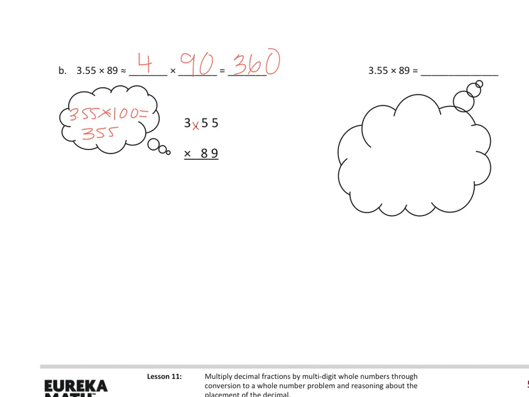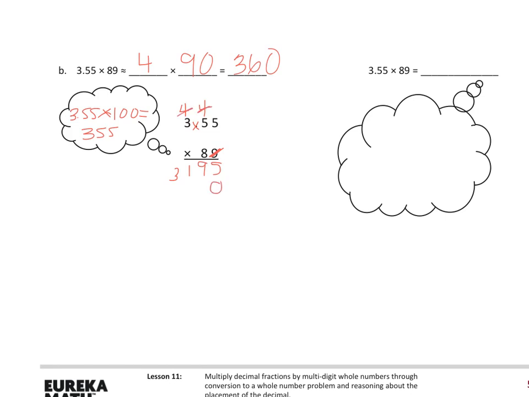So 9 times 5, that's 45. Regroup your 4, bring down your 5. 9 times 5 again is 45, plus 4 more, that will give you 49. And then 9 times 3 is 27. Add 4 more, that's going to give you 31. So I'm crossing off my 9s, or my 1s and 89, and I'm crossing numbers up on top.